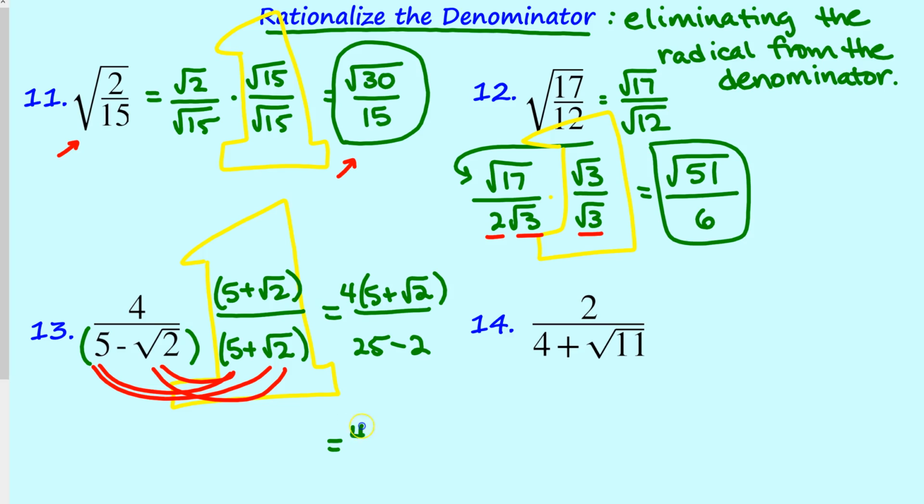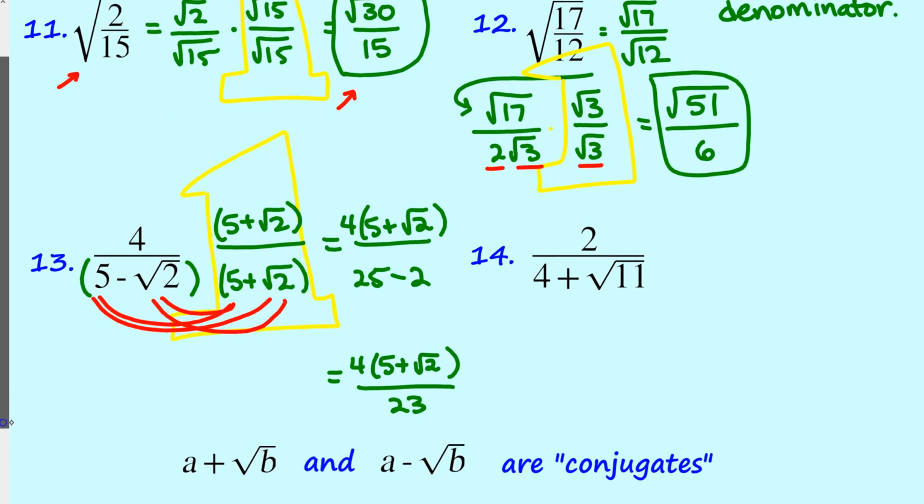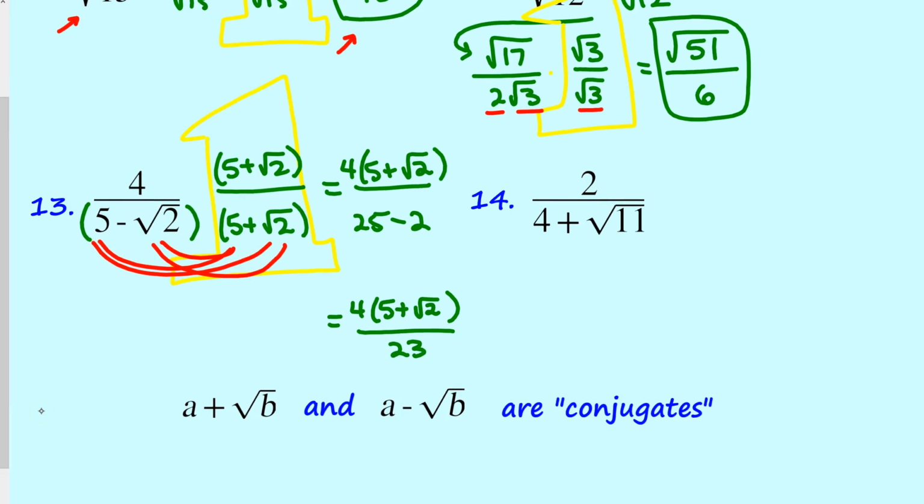So now we have 4 times the quantity 5 plus square root 2 over 23. At this point, we can go ahead and distribute the 4. I left it out temporarily because maybe in another problem, the number on the bottom is, say, 22 or 20 or something, and maybe that number will reduce with the 4 or whatever happens to be on the top. So might as well leave it factored out until you know.